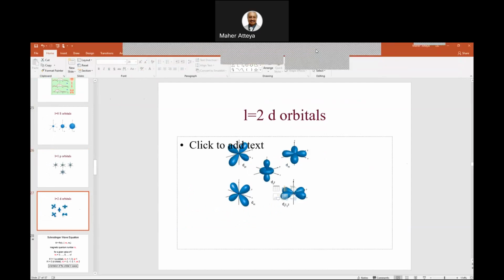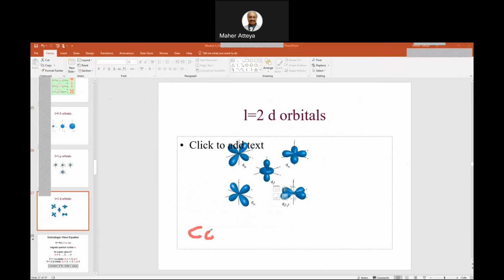So if I look, this is complex. This is a very complex dumbbell, and there are 5 of them, and you can see how complex they are. And in the middle, that's your nucleus, in each of them.